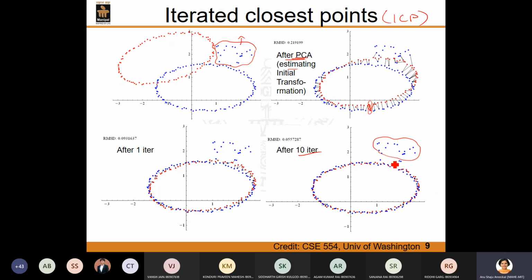So if it is a set, you can think of it as a 2D image also, where you're trying to do a rigid registration of the two images. If it's an object, you can take it as an object.